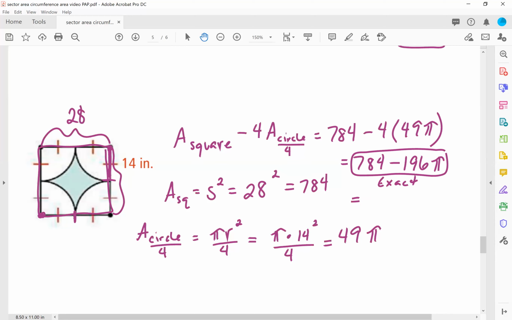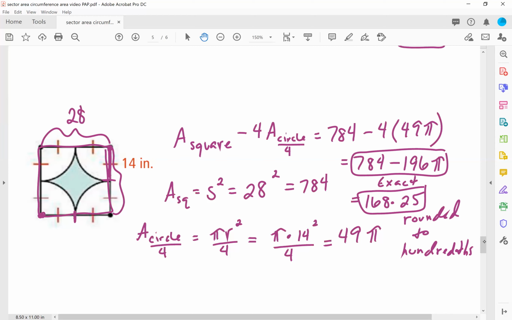But if they want the rounded one, just do 196 times pi. So 784 minus, and then I'm going to put it in parentheses, 196 pi. And I would get 168.25. And that would be the rounded one, and that's rounding it to the hundredths. Okay, it'll just depend on the problem.